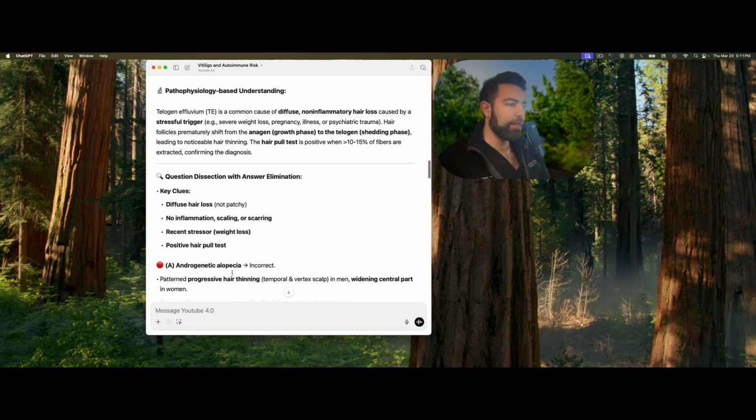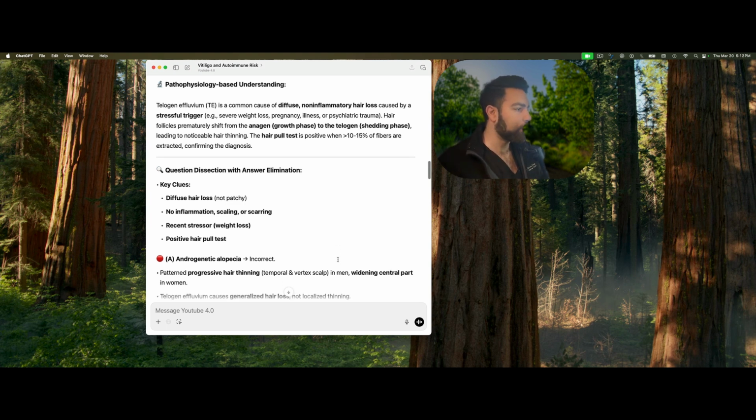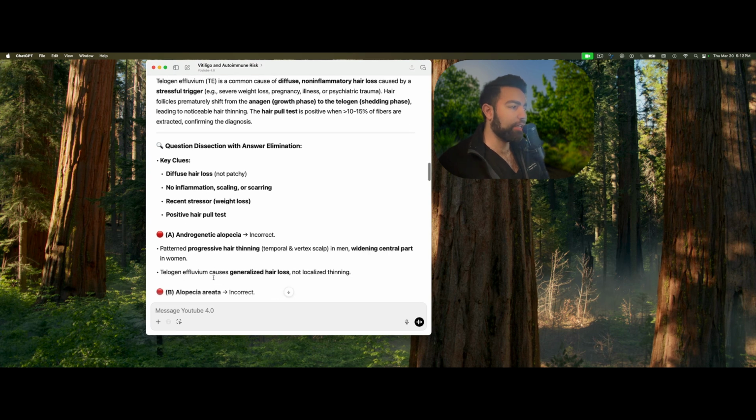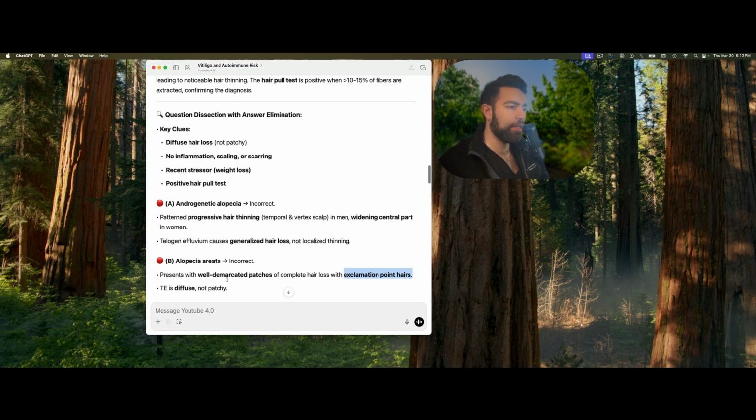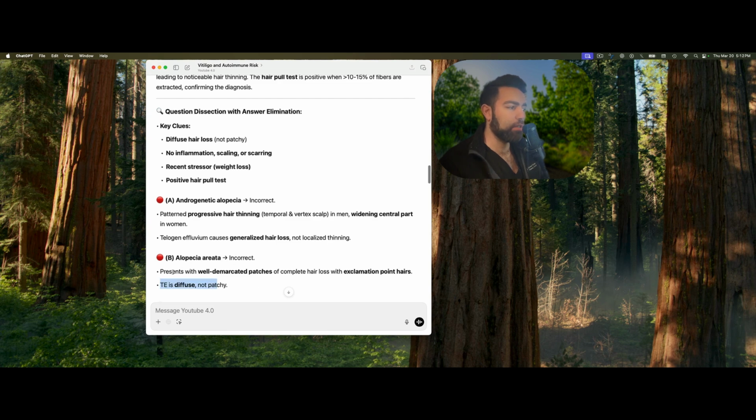So androgenic alopecia would be incorrect because this is related to progressive hair thinning, especially around the temporal and vertex of the scalp that you see in men, and the widening central part you will see in women. And telogen is actually a generalized kind of hair loss. Alopecia areata, you see a lot of questions on this as well. It is well demarcated patches of complete hair loss with exclamation point hairs. But the TE is not demarcated like this, and there's no such thing as exclamation point hair, and also it's diffuse and not patchy.